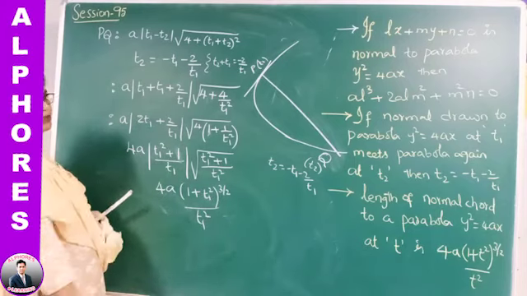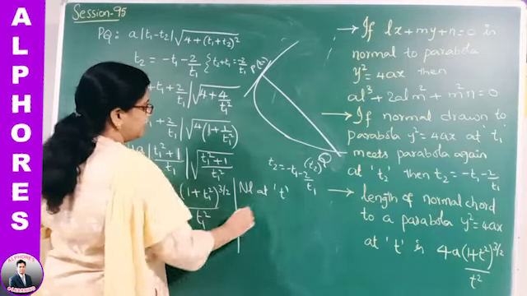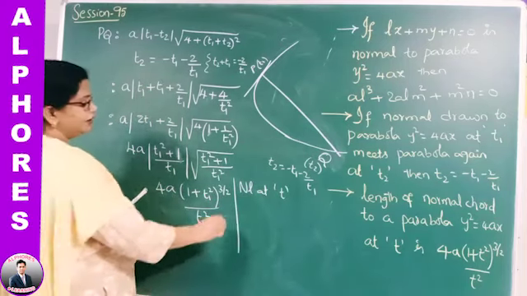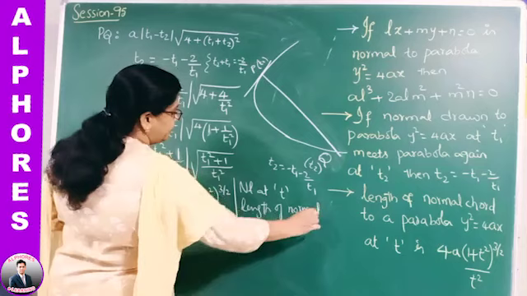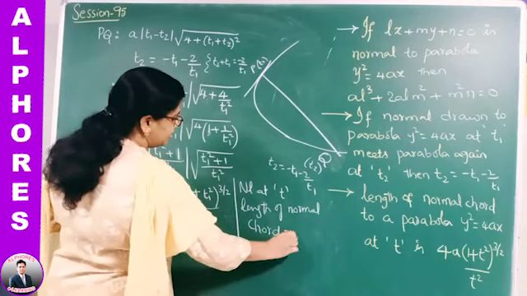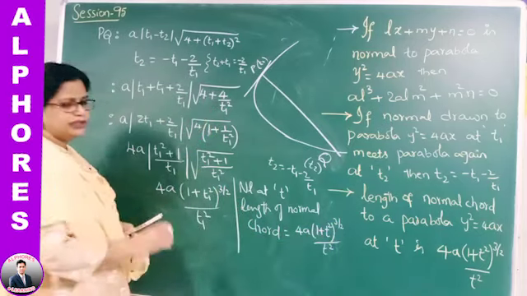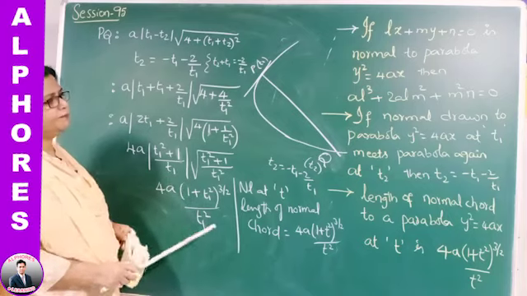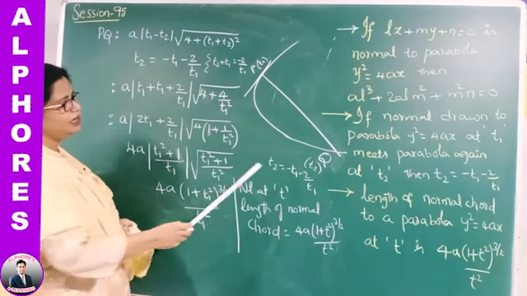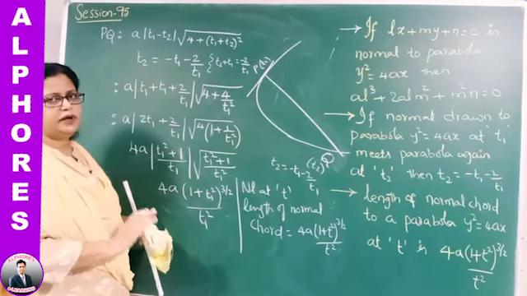Hence in general if I say the normal drawn at t meets the parabola at some point, then the length of normal chord, what is our formula here? Length of normal chord is equal to 4a into (1 plus t square) to the power of 3 by 2 whole divided by how much? t square. So this is the formula for length of normal chord, students. A very important formula. Whatever concepts you are getting regarding normal in parabola, that is very important. Parabola means actually we can say the normal concept.